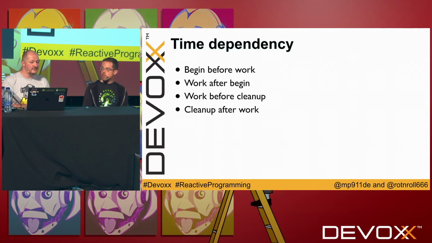We have to issue a begin before we start with our work. We can only start work after the begin has finished. We need to complete our work before we can clean up that transaction, and the cleanup logically has to happen after the work has been completed. And these are synchronization points that are enforced by the reactive transaction management itself. So you don't need to really worry about these kinds of things within your own application. You just write that code as if it would be any other regular piece of reactive code.